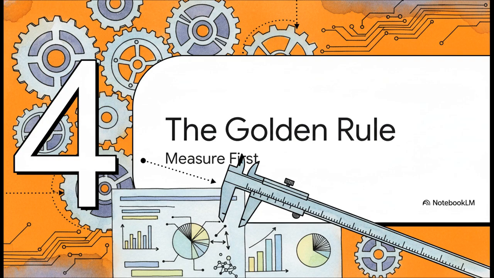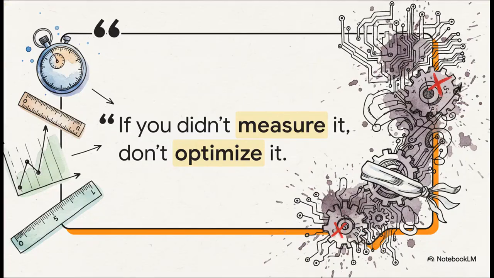Okay, we've just loaded up our toolkit with some seriously powerful stuff. But before you run off and start using it, we have to talk about the single most important golden rule of all performance engineering. This is how we move from just guessing to actually engineering a solution. The mantra is so simple. If you didn't measure it, don't optimize it.